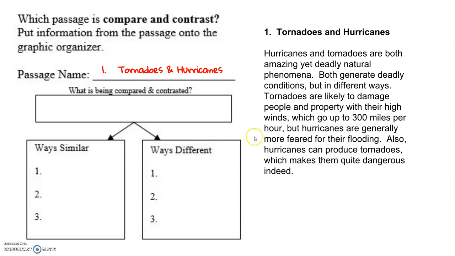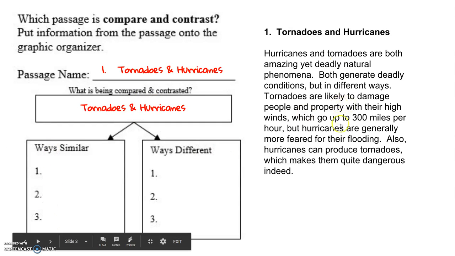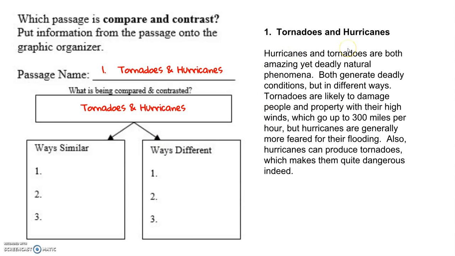And this is where I said we're doing number 1 together, so I would get your pencil ready. So in this chart, it says what is being compared. Well, what's being compared? Tornadoes and hurricanes. So we'll leave it nice and simple. Now, we need to find from our reading at least 3 ways that they're similar and 3 ways that they're different.